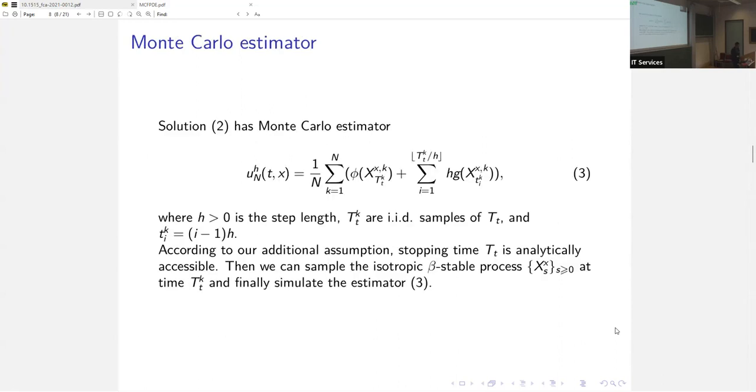Now let's see the Monte Carlo estimator. Solution 2 has a Monte Carlo estimator, U_n,h, which is the average of this. For the integral, I use the Euler scheme. Here, h is the step length. According to our additional assumption, the stopping time T is analytically accessible because it's a decreasing stable process passing a level. So we know the distribution of that stopping time, and so we can sample it. Then we sample the isotropic beta-stable process at the stopping time T. And finally, we can simulate the estimator.